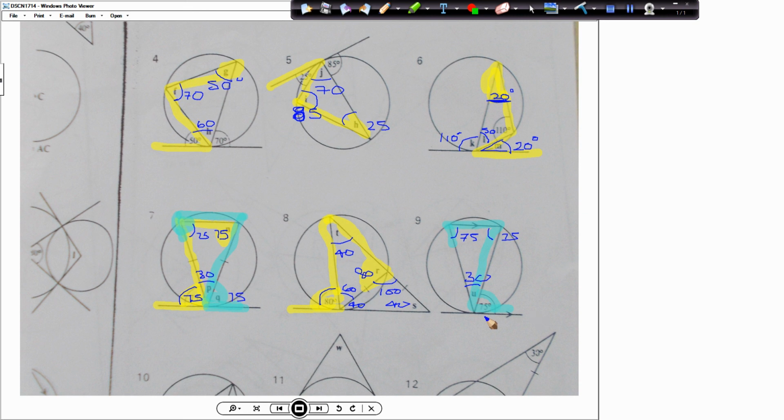Next question. We have our Z flick. So this 75, that's 75. And because there are also parallel sides, you have this thing called alternate angles equal. That's 75, that's 75. So that's both 150, that's 30, done. Abdullah, you happy? Yeah. You good with that? Yeah. Okay.